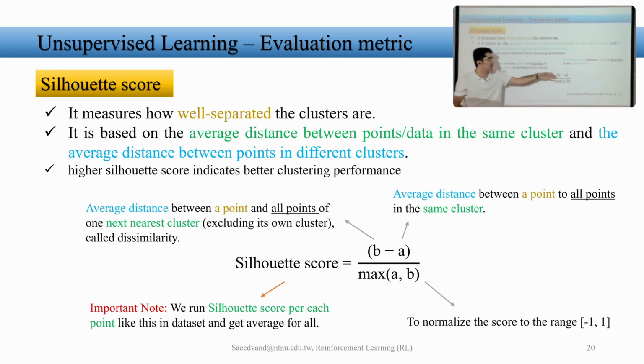So B subtracted by A, the next best minus my own average, over max of A and B. This max of A and B is a normalization factor. We see which value is higher and divide by the higher one, so we have a normalized value between -1 and 1. Just normalized.